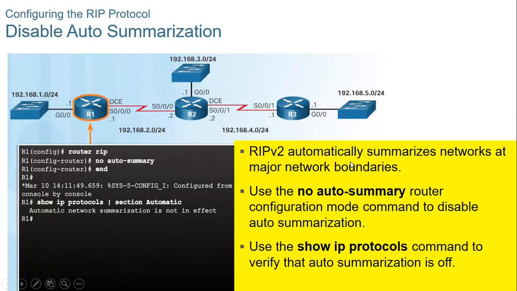Another thing version 2 gives you is the command no auto-summary. It doesn't work if it's version 1. It only works in version 2. So you can type no auto-summary, telling the router don't auto-summarize. Whatever I write, use it, and it will not auto-summarize. If you want to see whether or not you did this command, you can check under show IP protocols, and then it will show you automatic network summarization is not in effect.